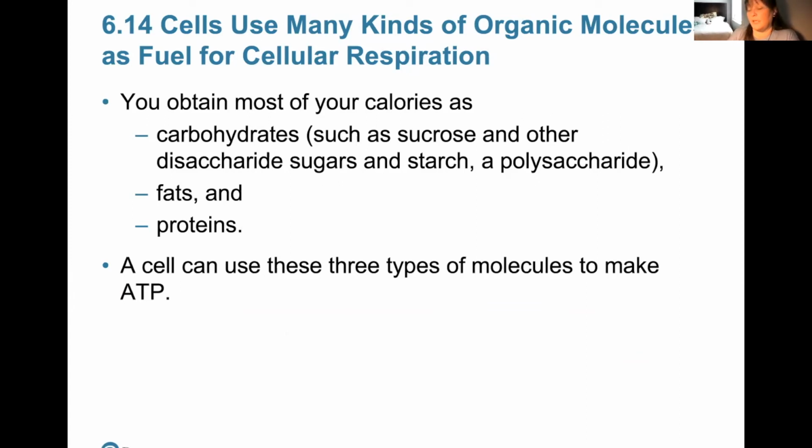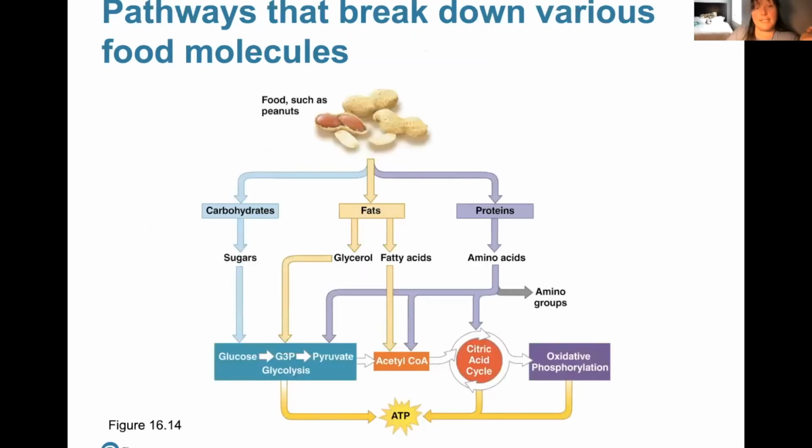Carbs can either be your monosaccharides, like your simple sugars, because mono for one, saccharide for sugar, so it's a single sugar unit. Disaccharides, oligosaccharides, polysaccharides. So you've got a whole bunch. Carbohydrates are not just starch. If it contains sugar, it is a carb. And then we have fats, and then we have the proteins. So the cell can use these three types of molecules to make ATP.